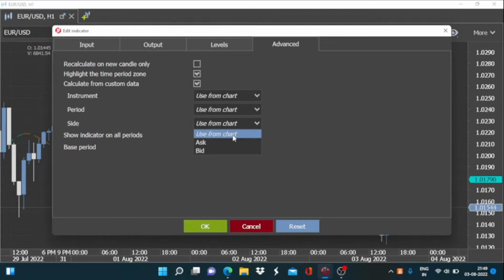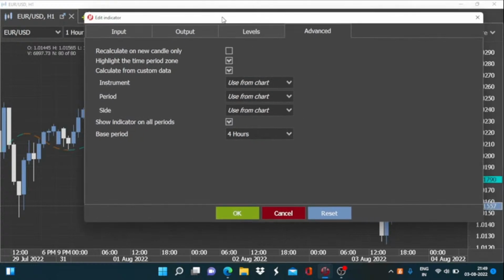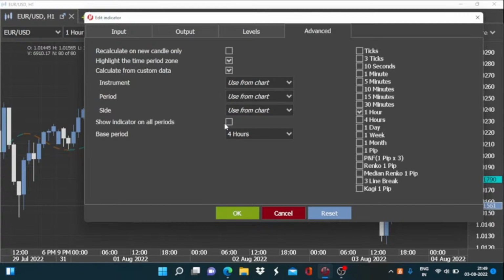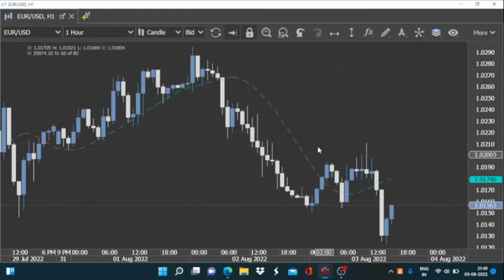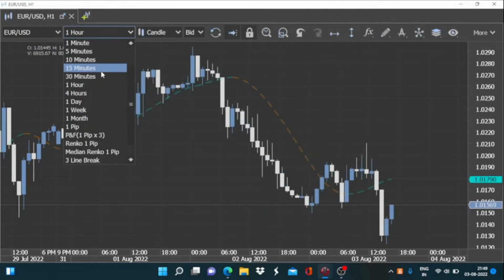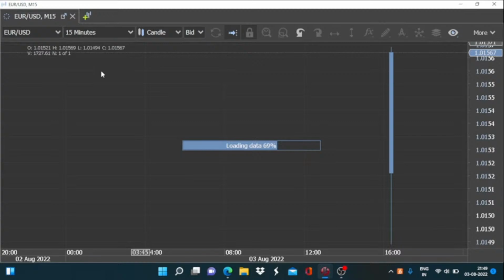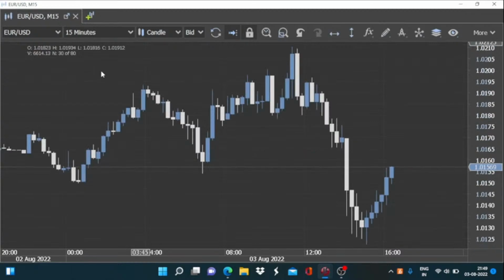Similarly, it can be anything, ask or bid, or you can simply use it from the chart. Show indicator on all periods: whenever I change the candle period to say 2 hours or 4 hours, it will be there. But if we opt out of this, it will be shown only on the given candle period and not on other time frames. Now if I change it to the 15 minutes, there won't be any plotting. So that's how this system works.